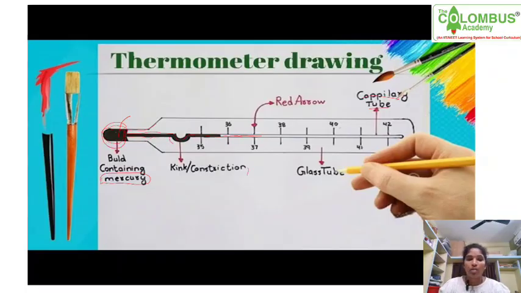If you see this, what is this? A U-shaped part. Have you observed that U-shaped one? Why is this U-shape here? We call it a kink or constriction.